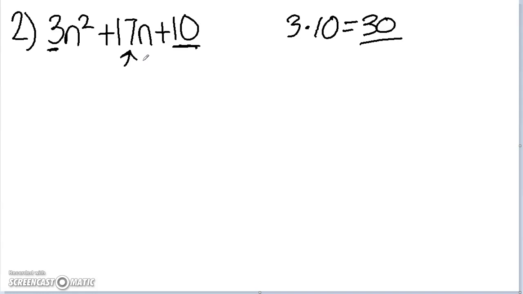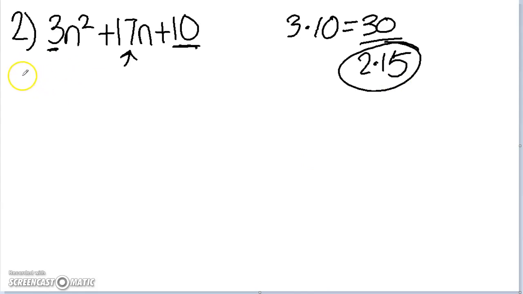And then I'm going to look for factors of 30 that add to positive 17. So the factors I want in this case are 2 and 15. 2 times 15 gives me 30. 2 plus 15 gives me 17. If you don't see your factors right off the bat, that's fine. Then start with your factor list. But once you've got them, here's what we're going to do. We're going to replace this middle term with these two factors that we found.